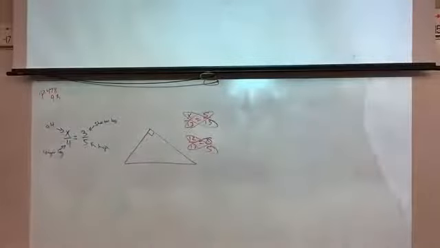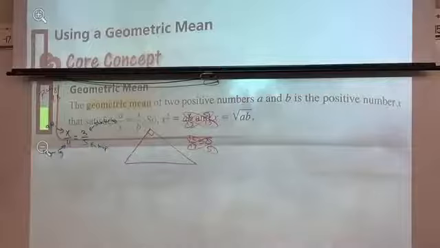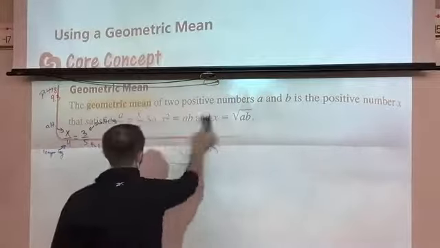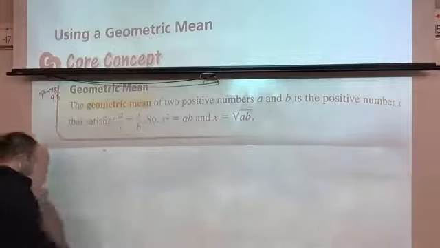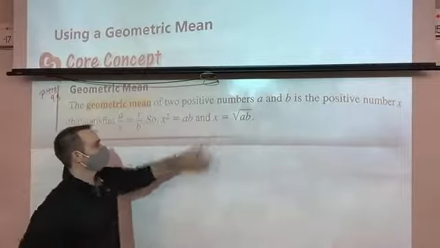Next thing that we're talking about is the idea of a geometric mean. Mean is another word for average, right? We've used that word mean before. But now we're talking geometric mean, and geometric mean is different. Regular average is add two numbers together, divide by 2. Geometric mean, you're going to multiply the numbers together and then take the square root.